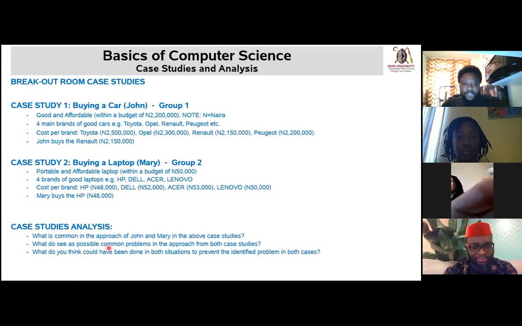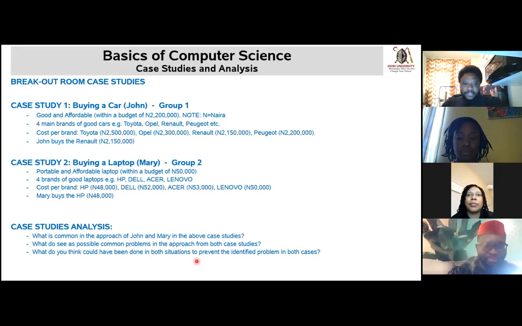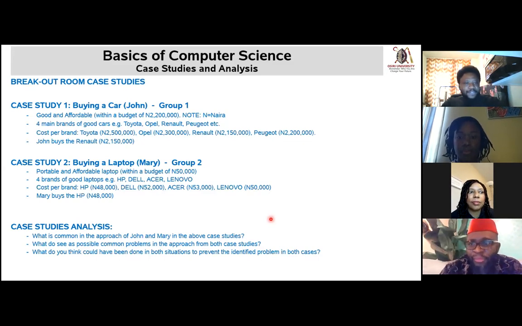So what is common in the approach? If your case study is for John, then you answer the question based on that. And also, what do you see as possible common problems in the approach that they use? And what do you think could have been done in both situations to prevent whatever problems you identified, or to make it better? So, Janisha, if you're ready, I think you can do the breakup.